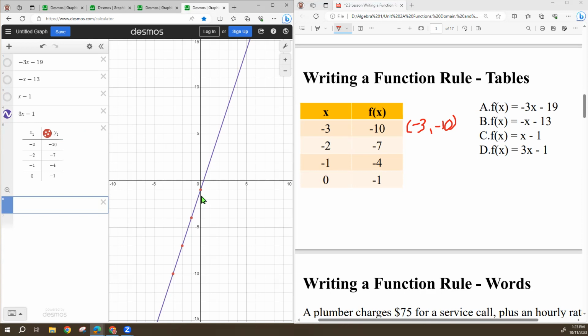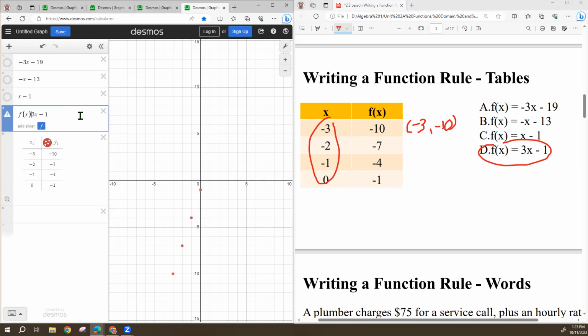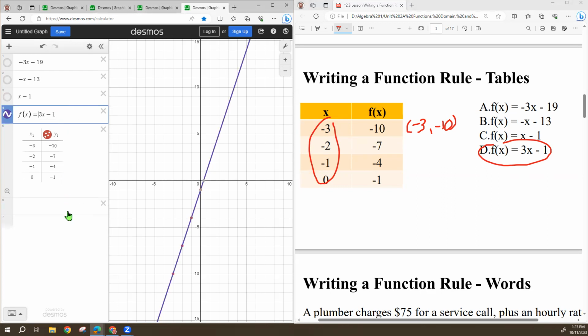That means that function rule, if we were to plug in all of our x values into this choice, 3x minus 1, if we plug -3 in for x, we'd get -10. If we plug -2 in for x, we'd get -7. -1 would give us -4. So you can see I didn't put f of x in there for these. If I'm not trying to evaluate, I don't need the f of x. I can just write the right side.